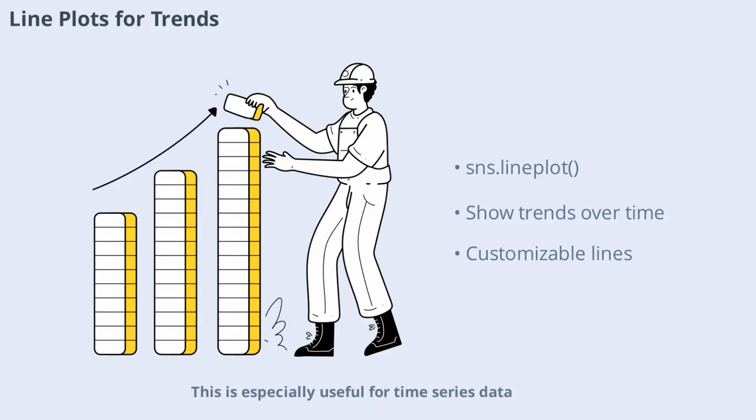This is especially useful for time series data or when you want to highlight changes across categories. You can customize line styles, markers, and colors to make your trends stand out. Let's plot a line chart to visualize how tips vary by day of the week in our dataset.